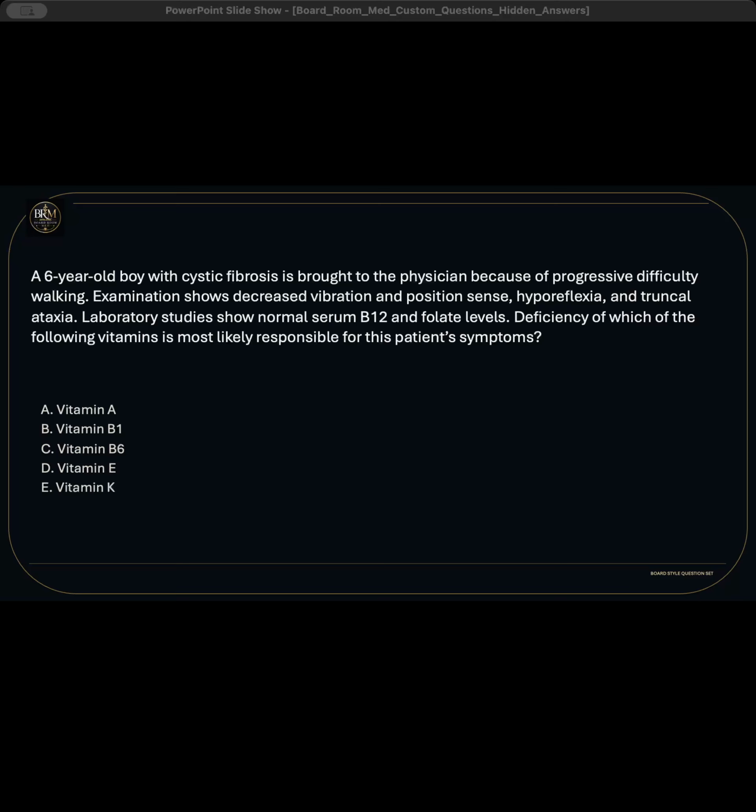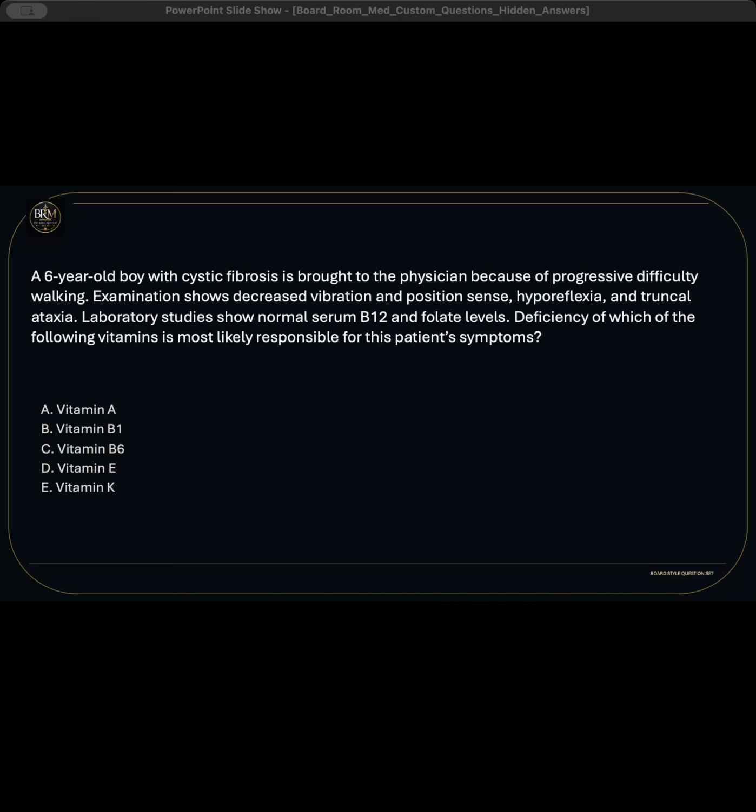Okay, so examination shows decreased vibration and position sense, hyporeflexia, truncal ataxia. So this kind of becomes a neuroanatomy question now. It's not just weakness. It's giving us specific neuro findings. Decreased vibration and position sense implicates that the dorsal columns of the spinal cord are involved, right? The dorsal column, medial lemniscus pathway, okay? This is the same pathway that's affected in B12 deficiency, tabes dorsalis, a million other posterior column disorders.